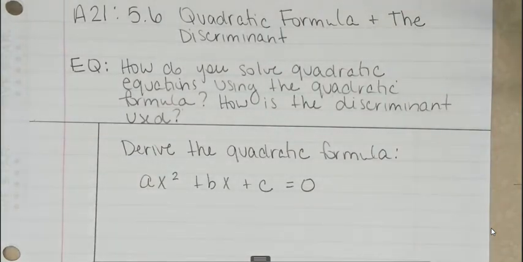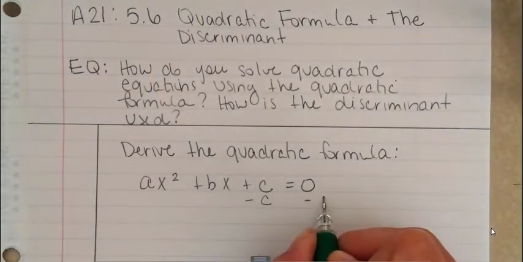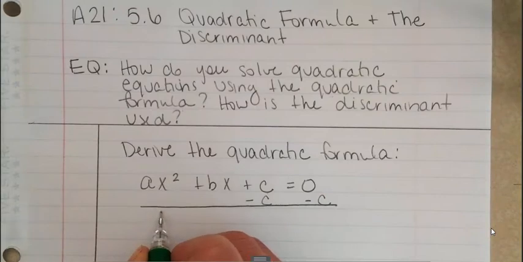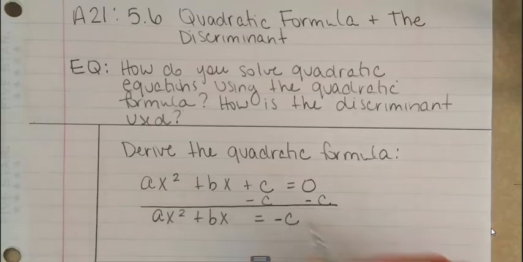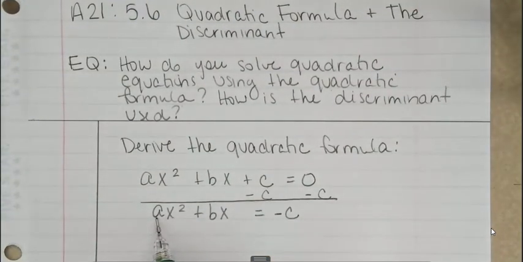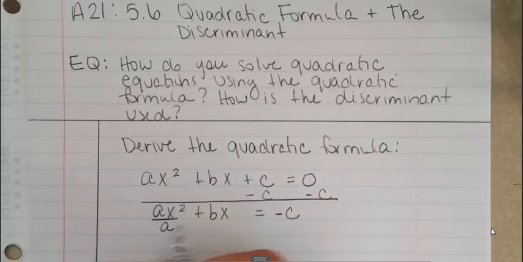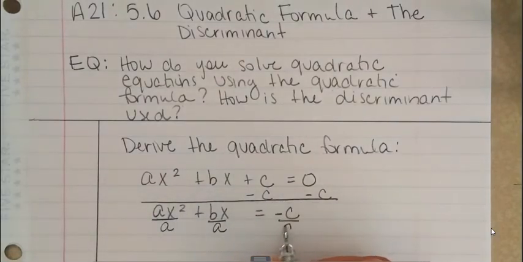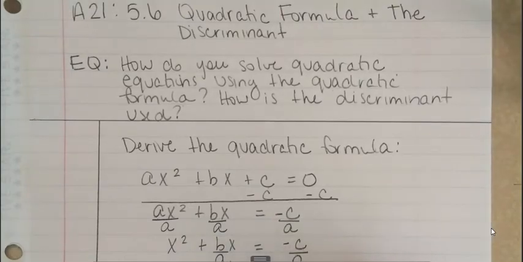Okay, and I'm going to actually end up completing the square on this. So I want to get rid of the c. Take that to the other side. And then I want to make sure that my a is equal to 1, or that whatever the coefficient of x squared is equal to 1. So I'm going to just be safe here and divide out that a. And from there I'm going to complete the square.